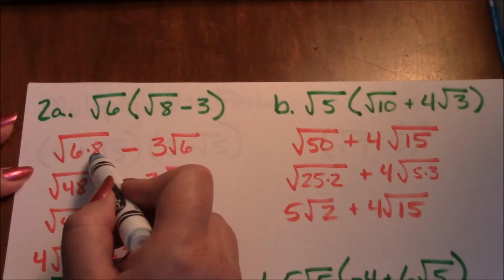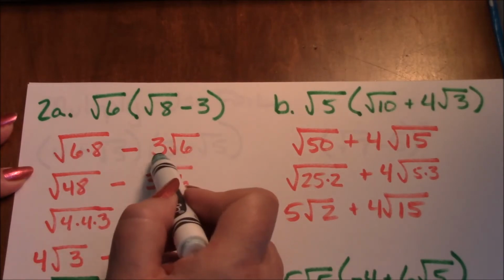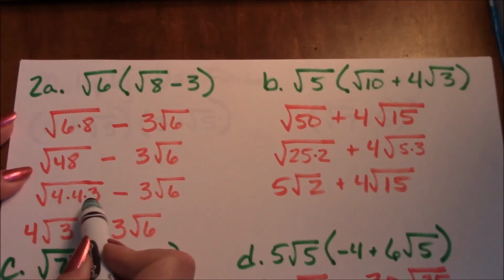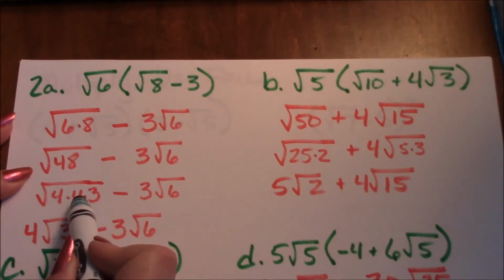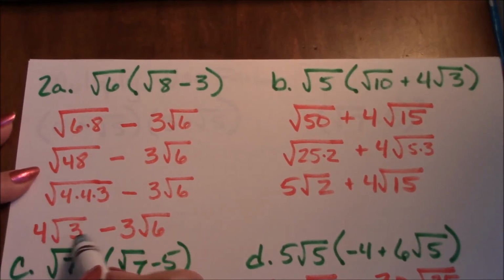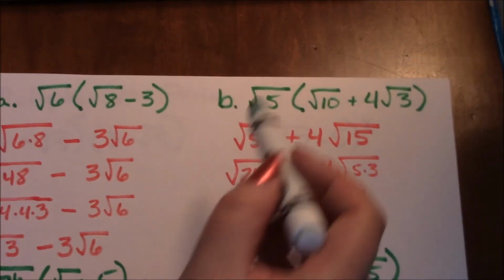Root 6 times root 8 and root 6 times 3. And 48 is 4 times 12, and 12 is 4 times 3. So we've got 2 4s that we could take out. That gives us 4 root 3 on this side and 3 root 6 on this side, and they don't combine.